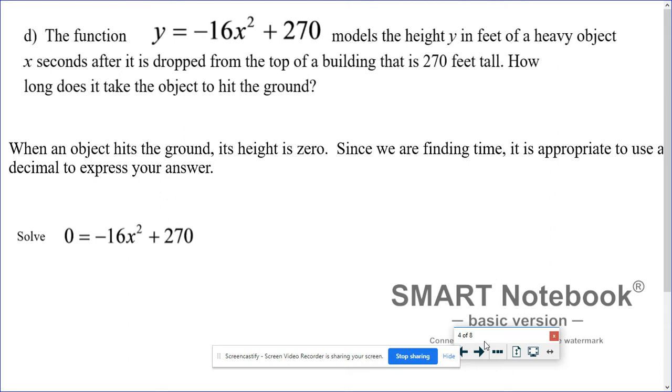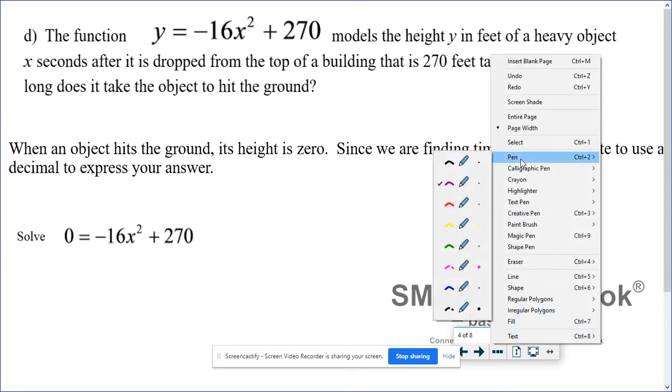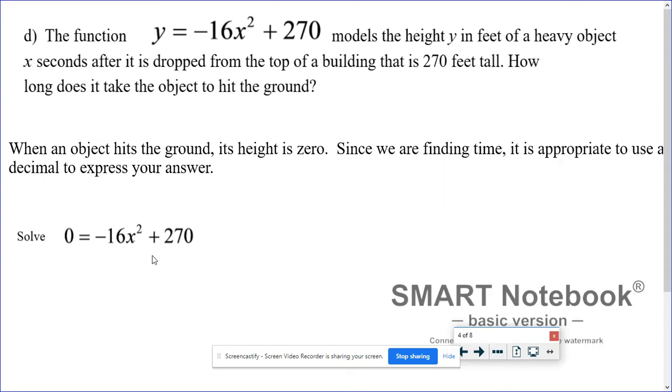So looking at this strategy in context, that function models the height y feet of a heavy object x seconds after it's dropped from the top of a building that is 270 feet tall. How long does it take the object to hit the ground? Well, if y is the height, we're going to substitute 0 in for y. And now I'm just trying to solve for the x squared again. So I'm actually going to add this to the other side.